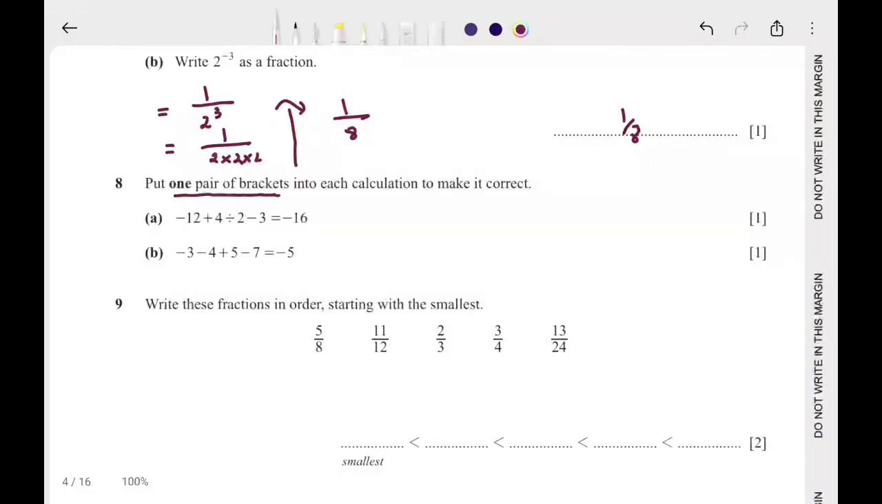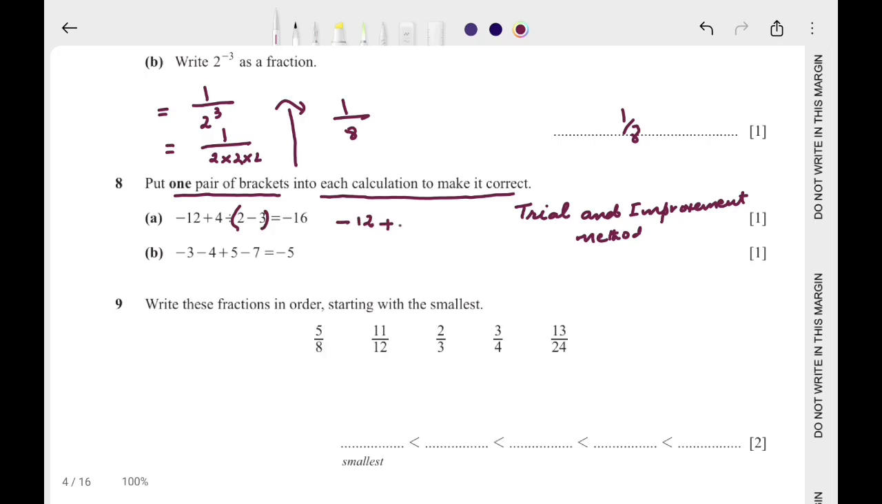Put one pair of brackets into each calculation to make it correct. We are going to insert brackets around 2 and minus 3. So let us see what happens. So it will be minus 12 plus 4 divided by minus 1 is equal to minus 16. So it will be divided. So it will be minus 12 and minus 4 is equal to minus 16, as plus 4 divided by minus 1 is equal to minus 4. So afterwards minus 4 and minus 12 is equal to minus 16. Minus 16 is your answer.